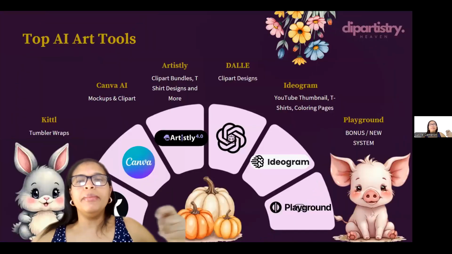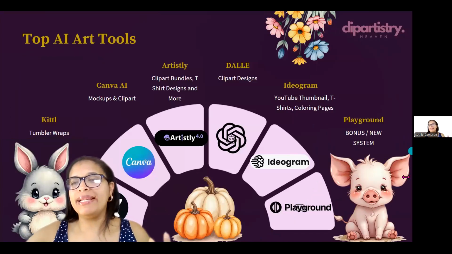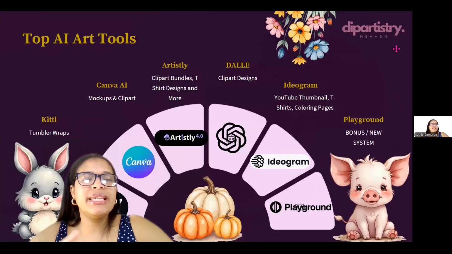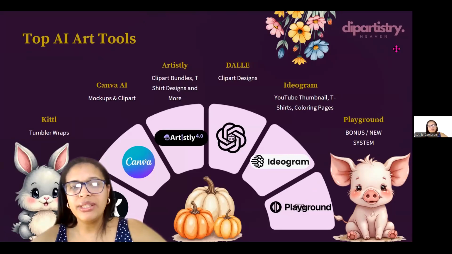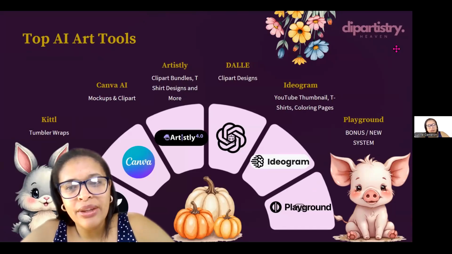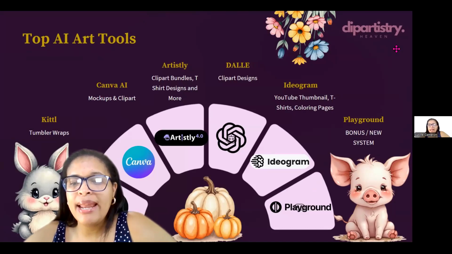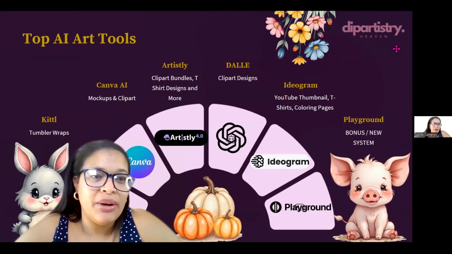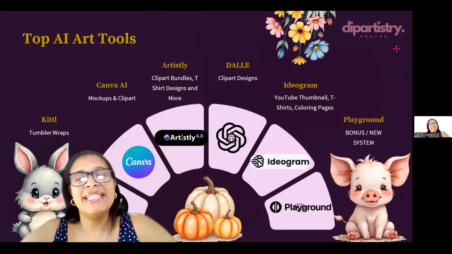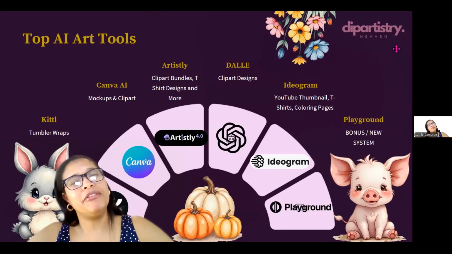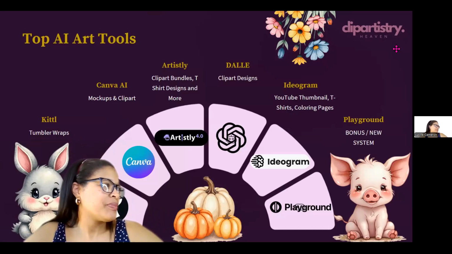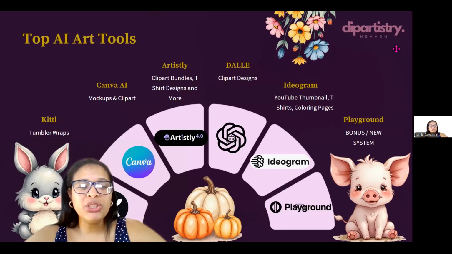Okay, so drum roll, big reveal. These are my systems. I use Kittl, Canva AI, Artistly, DALL-E, Ideogram, and a bonus one which is not even one week old, Playground. I saw a lot of creators speaking about Playground, and I fiddled with the free version, and then I decided to sign up just to check it out. Okay, so we will start with Kittl.